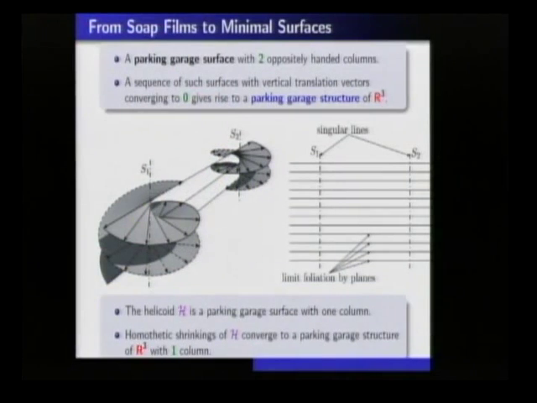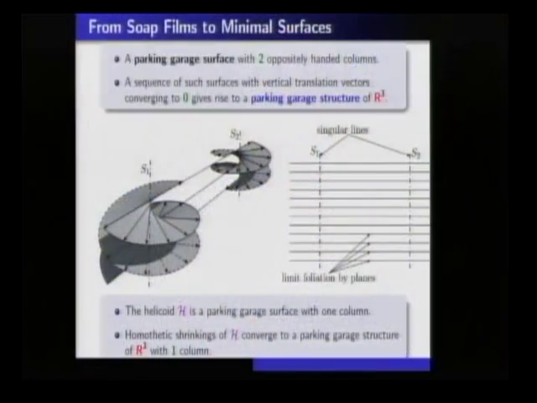So we can imagine sequences of minimal surfaces converging to parking garage structures in R3. So imagine a sequence of minimal surfaces converging maybe instead of to a foliation of R3 with one axis, like in the case of the helicoid, maybe it converges to a foliation of R3 away from two vertical lines along which it looks like helicoids, very homothetically shrunk helicoids. So that's one of the key limiting structures that minimal surfaces have in three-manifolds.